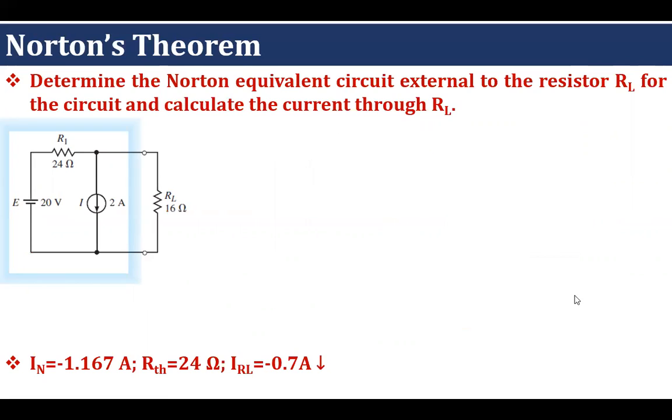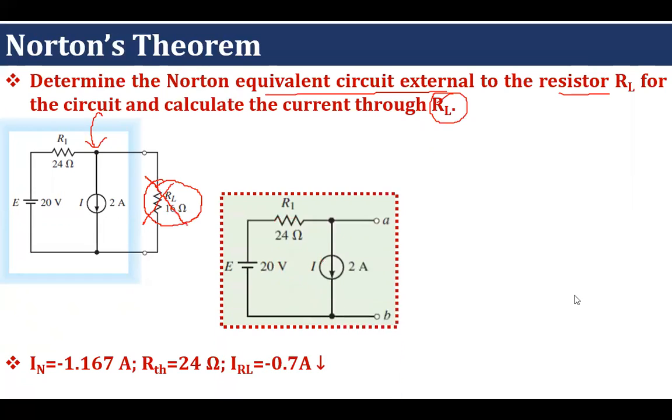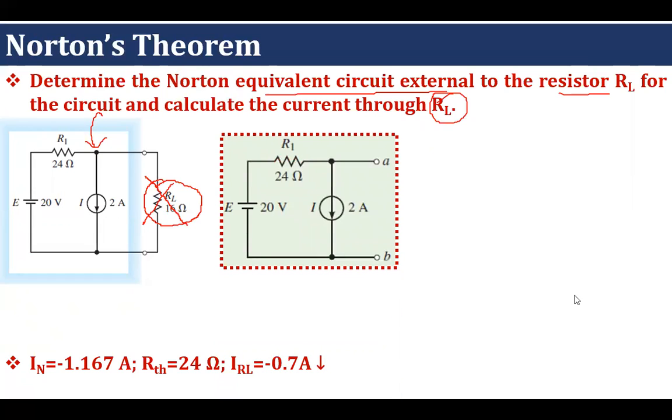Now let's solve this numerical. Determine the Norton equivalent circuit external to the resistor RL in the given circuit, and then calculate the current through it. It means our concerned load is RL. So what we have to do? Firstly, remove this load from the circuit. First of all, we are calculating IN, the Norton current.